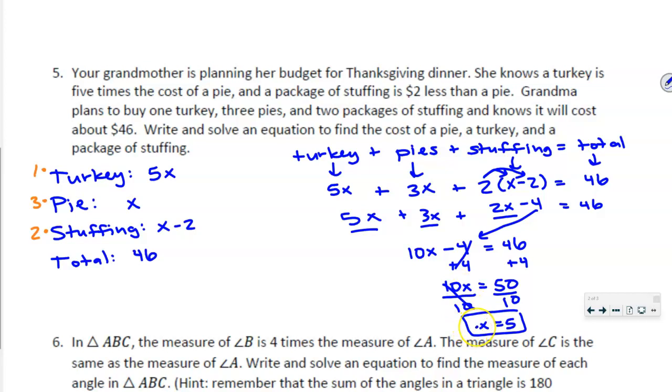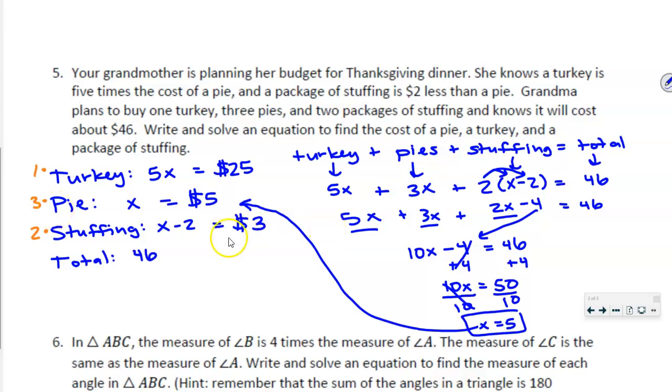I now know the cost of a pie is $5. I know the cost of a turkey is 5 times that amount. 5 times 5 is $25. And the cost of stuffing is $2 less than that, so the stuffing will cost $3 each.